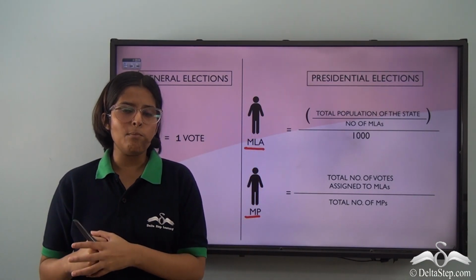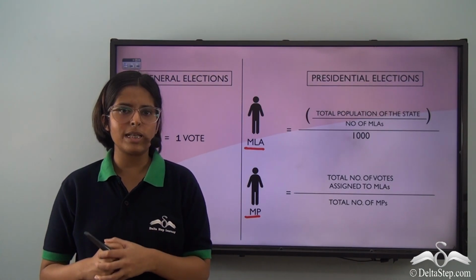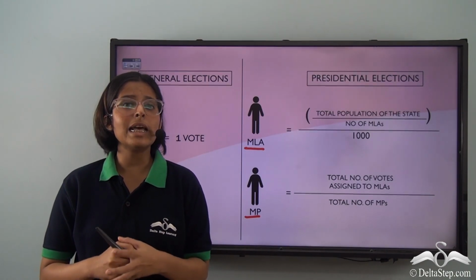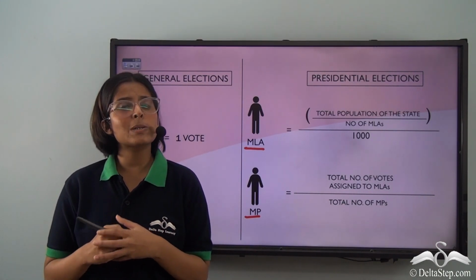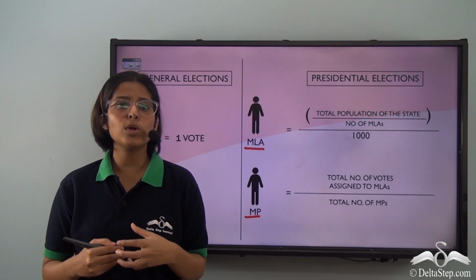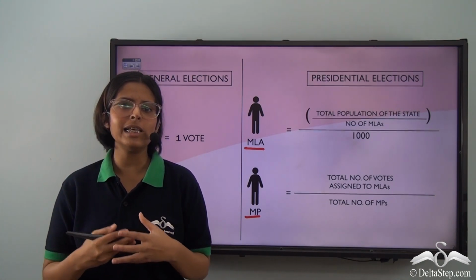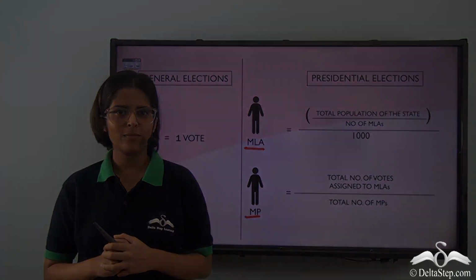The MLAs and MPs together form the Electoral College that elects the President. So the President is an important part of the country and it requires a responsible group of people to elect the President, who would therefore be able to efficiently carry out all of the functions that the Constitution gives him.